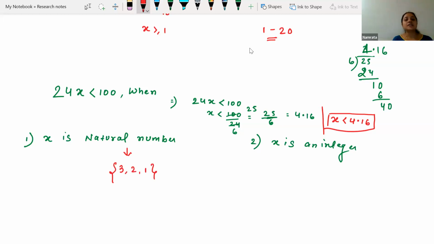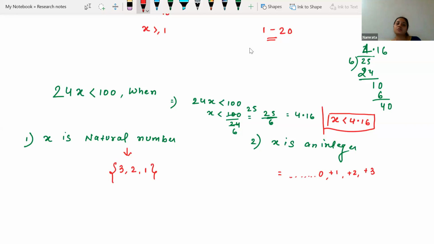And when x is an integer, then क्या क्या वैल्यू होगा x का? Possible values: 3, 2, 1, 0, and it will keep on going like this. Yes or no? Yes, ma'am. So this is how we will be picking the value according to the given conditions.